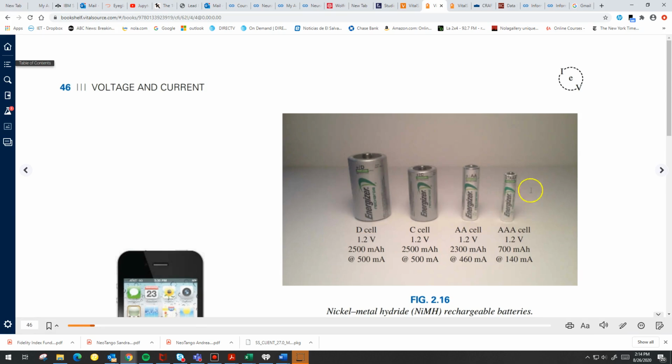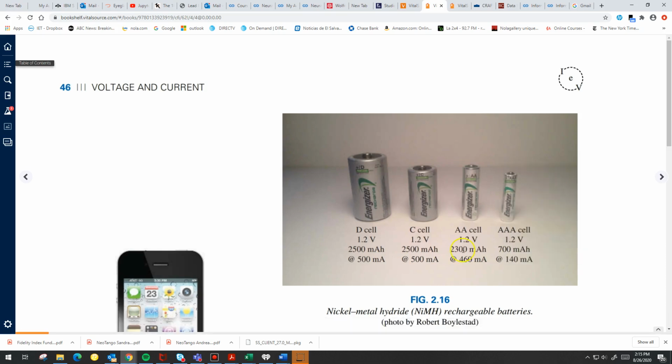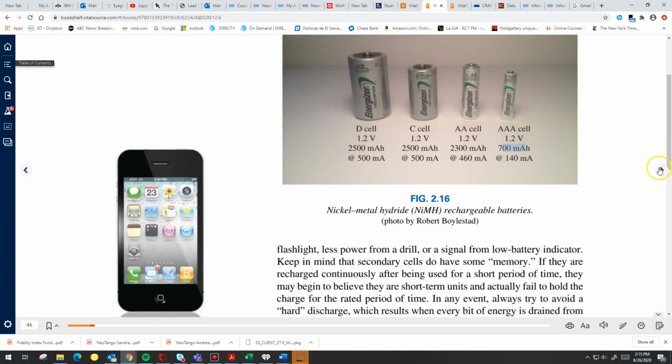The major difference between these different shapes and sizes is that each one may provide a different amount of current, right? Like you can see here, this one can provide up to 500 milliamps. This one can provide up to 140 milliamps, right? And the other number that is important here that we mentioned before is this milli AH, okay? See how these have different numbers, 700 milli AH? Well, that's what we're going to explain right now.